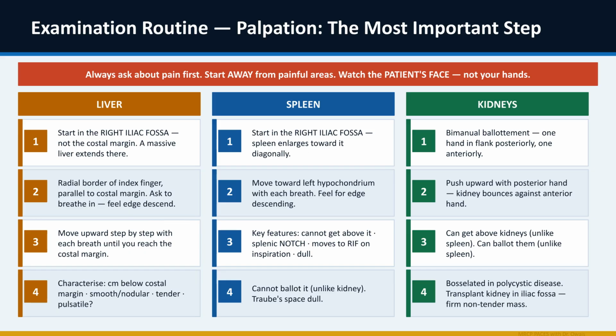Key features of spleen. You cannot get above it. It moves under the costal margin. It has a notch on its medial border. Feel for the splenic notch. It moves diagonally toward the right iliac fossa on inspiration. It is dull to percussion. You cannot ballot it.